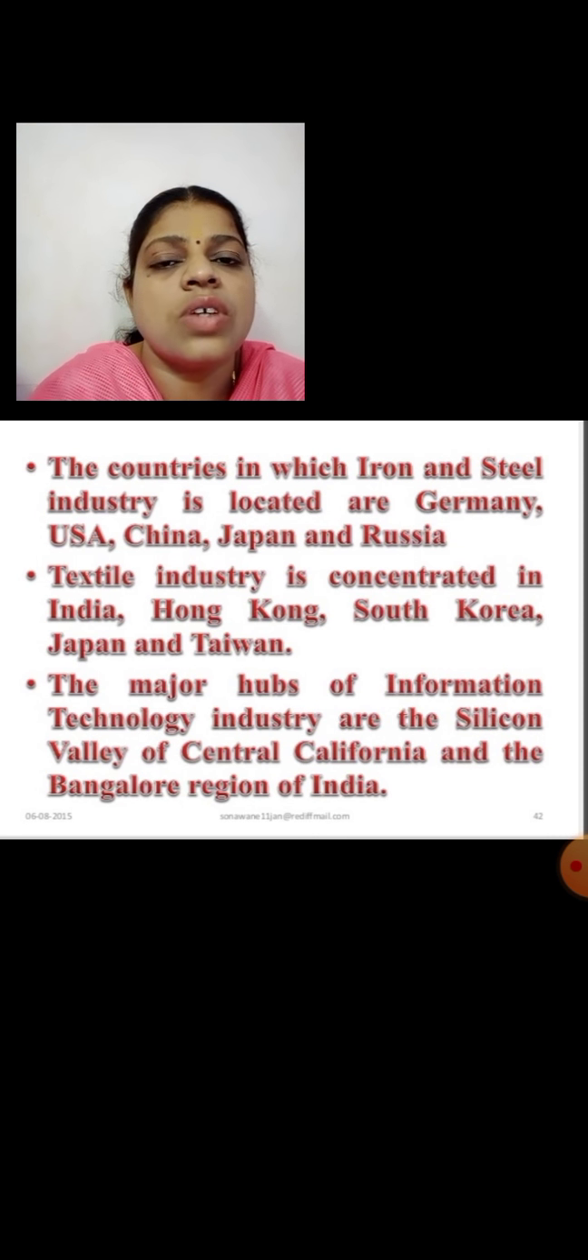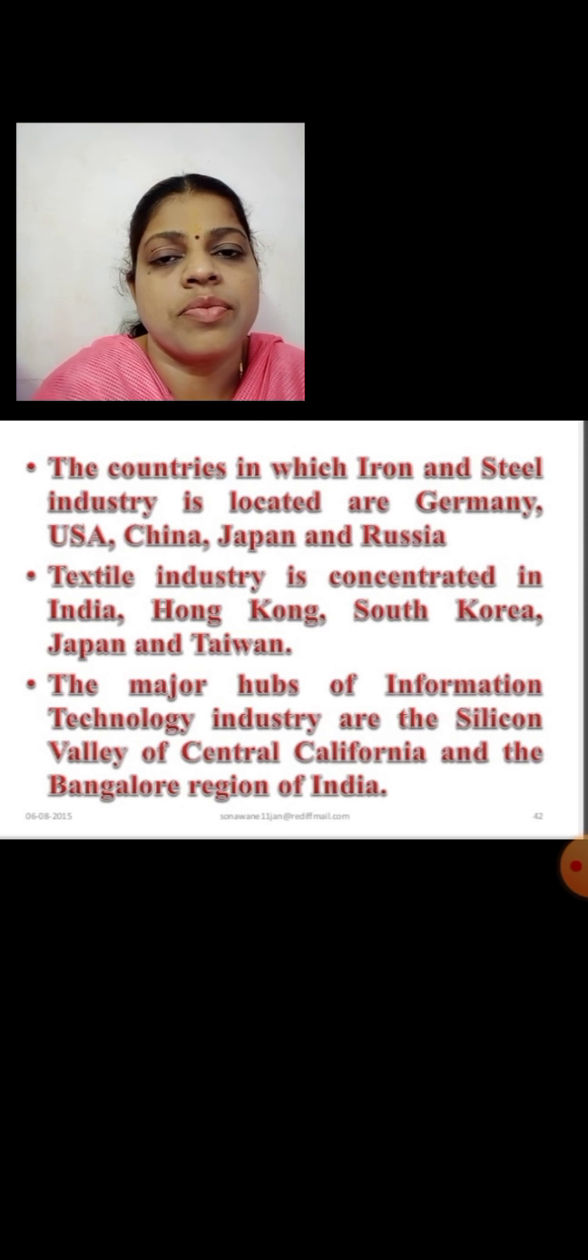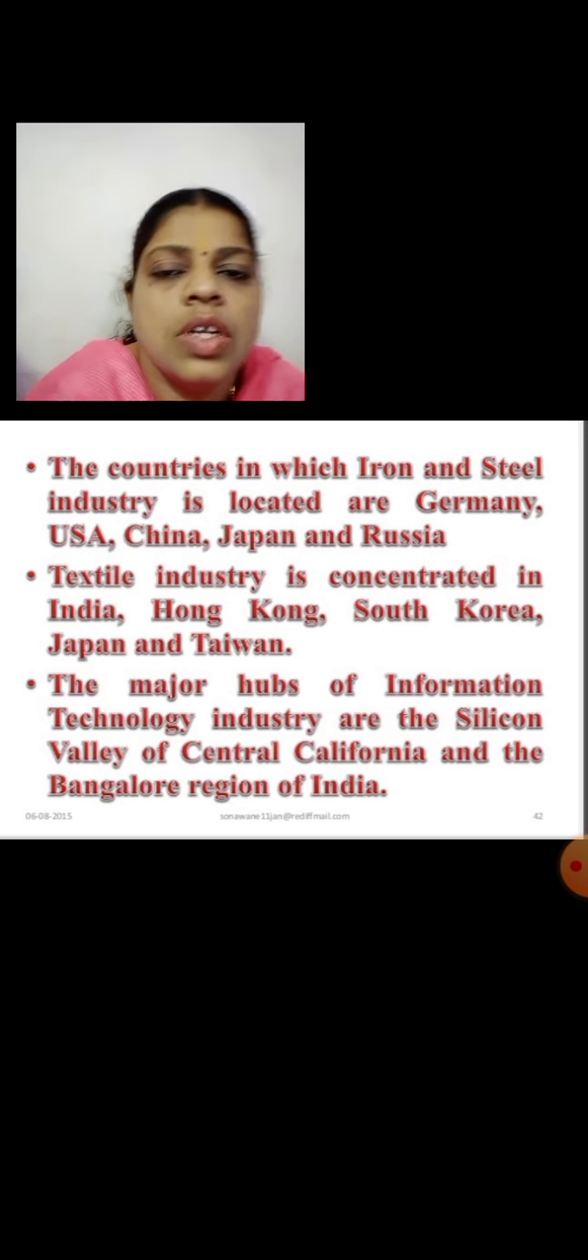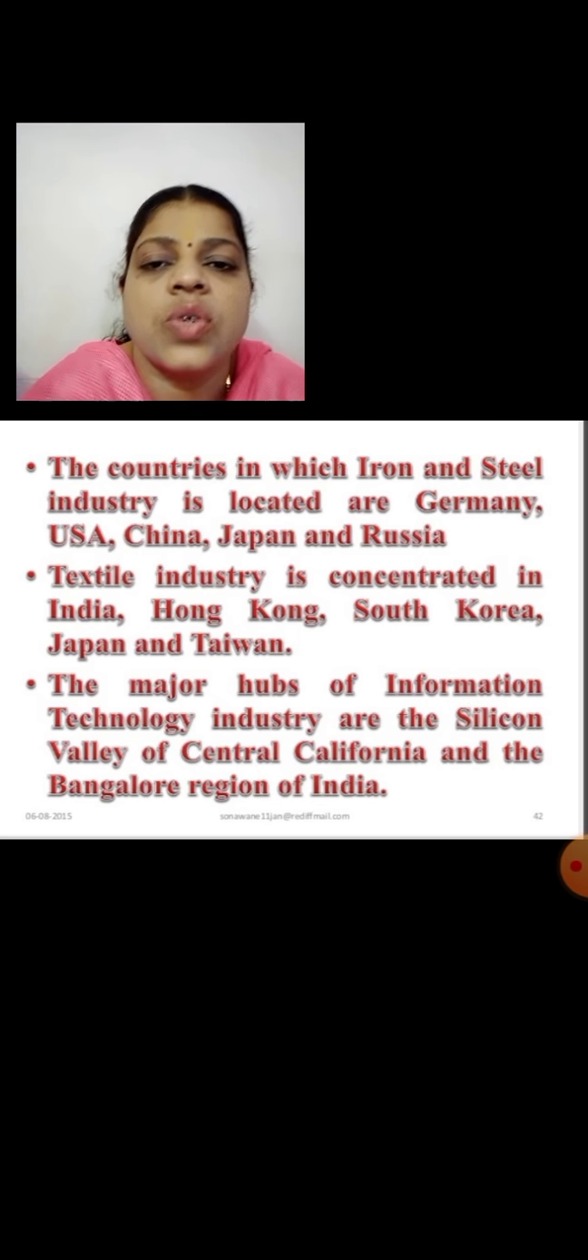The countries in which iron and steel industry is located are Germany, USA, China, Japan, and Russia. So these are the various countries where the iron and steel industries are located. And the textile industries, they are concentrated in other countries. Which are they? India, Hong Kong, South Korea, Japan, and Taiwan. Major textile industries are located in these countries.